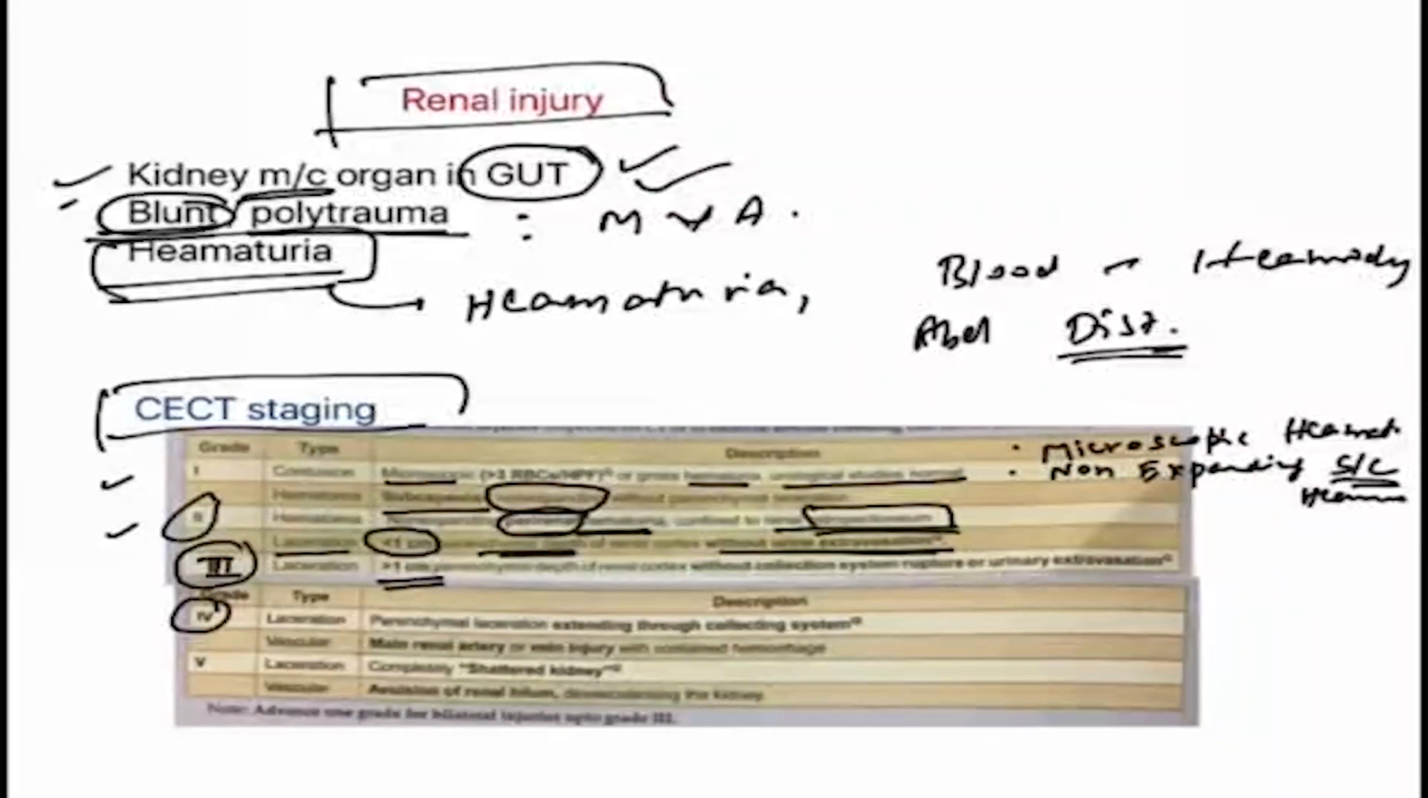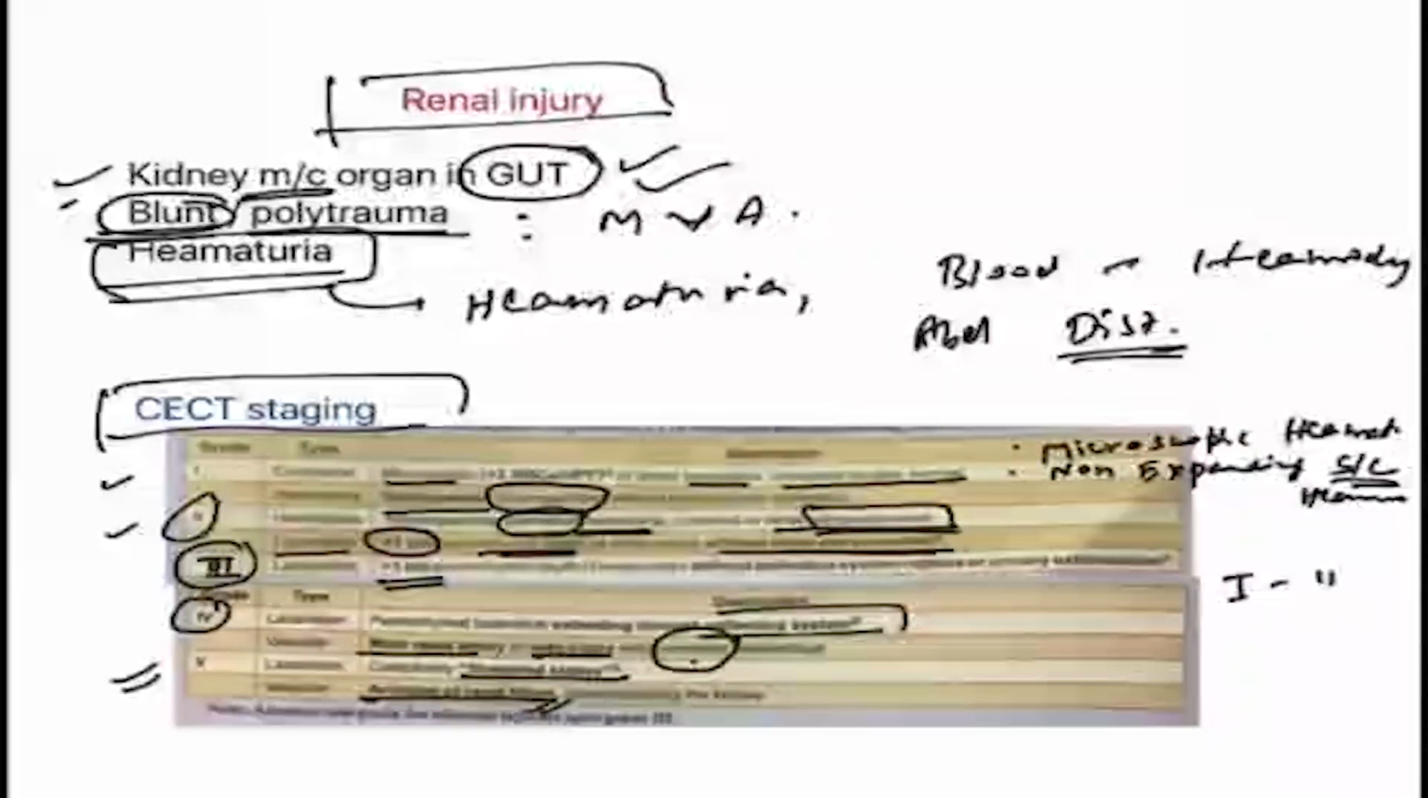In grade 3, the laceration is more than 1 cm. In grade 4, laceration reaches till the collecting system or the main renal artery or vein is injured, but the hemorrhage is contained. And in grade 5, the kidney is completely shattered, renal hilum is avulsed.